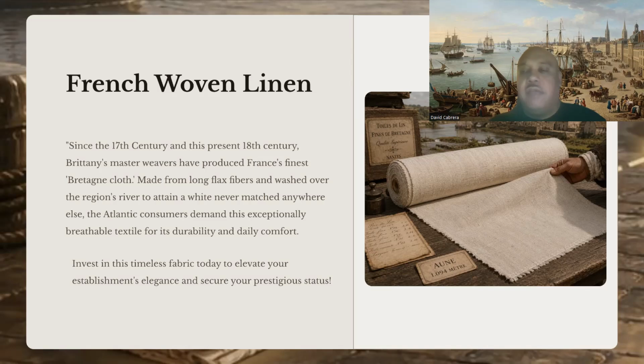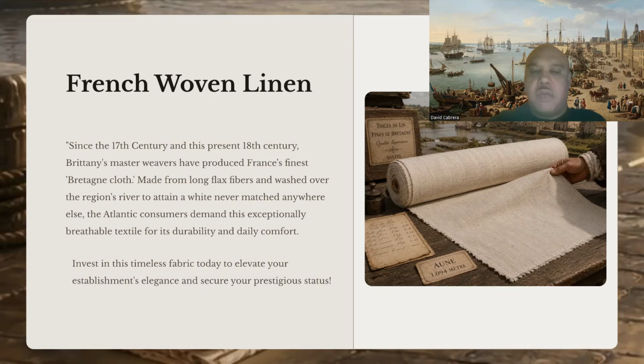And so another thing is that the rivers of these areas have a special acidity or acid levels that when these fibers are washed off, then they attain a whiteness that is not matched anywhere in the world by other linen making areas that you know of. So this is very unique in terms of the comfort and the coloring of the fabric.